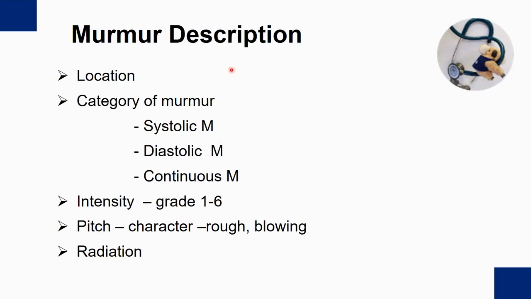At the bedside, when you auscultate, you need to describe the murmur. First you talk about the location, which cardiac area you are hearing the murmur in. Then you mention the category of the murmur, whether it is a systolic murmur, diastolic murmur or continuous murmur. Then the intensity of the murmur is checked, which is grade 1 to 6. Then the pitch or character of the murmur should be noted, like rough, blowing or harsh. And then the radiation of the murmur has to be mentioned. So these few points you have to remember when you are auscultating the precordium.